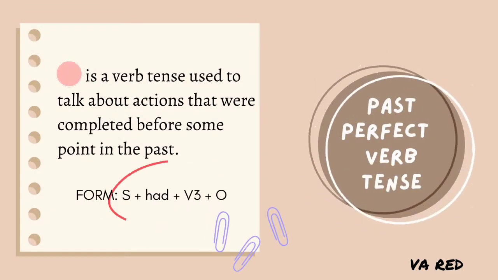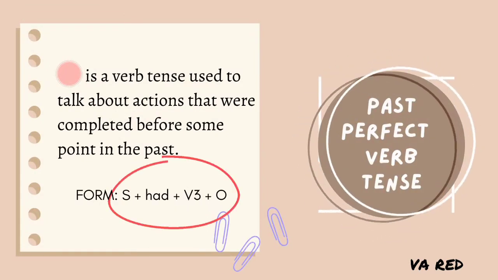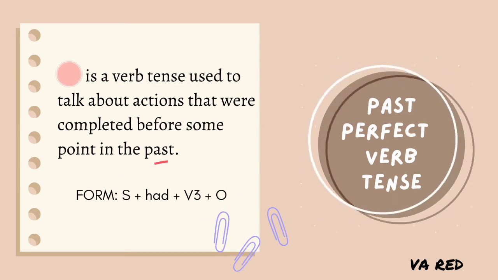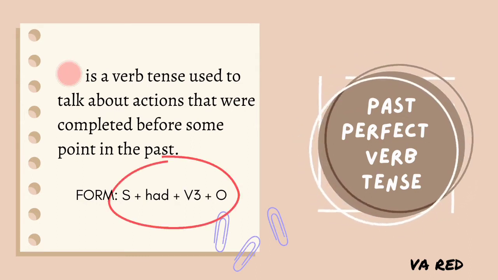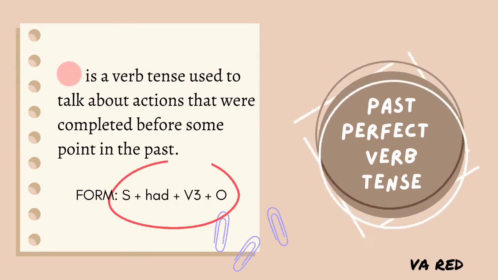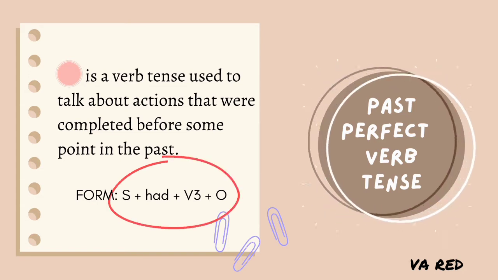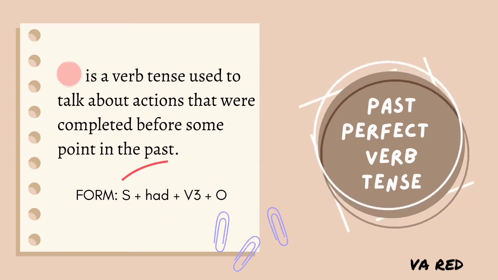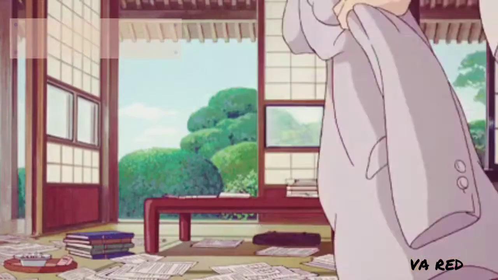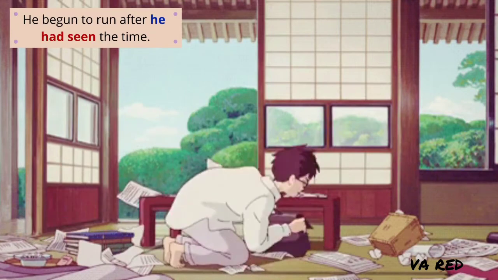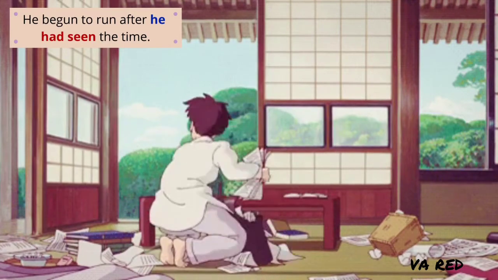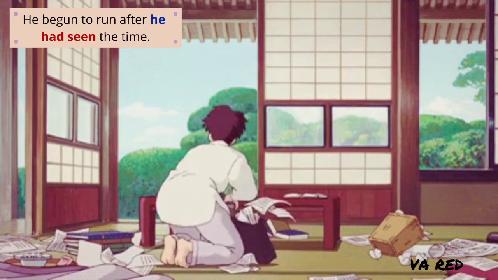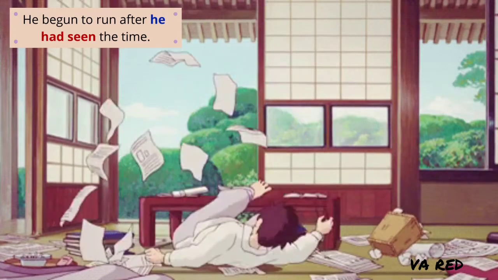Past perfect verb tense is a verb tense used to talk about actions that were completed before some point in the past. Ito yung unang naganap na kilos kung may dalawa o higit pang kilos sa nakaraan. And the formula for this is subject plus had plus verb in past participle form plus object. Like for example, he began to run after he had seen the time. He is the subject plus had plus seen because it's the verb in past participle form.